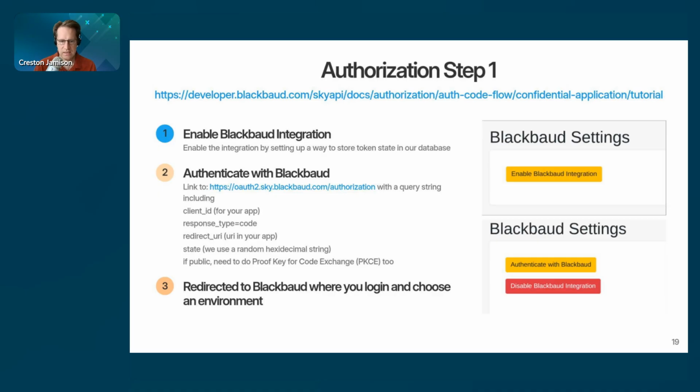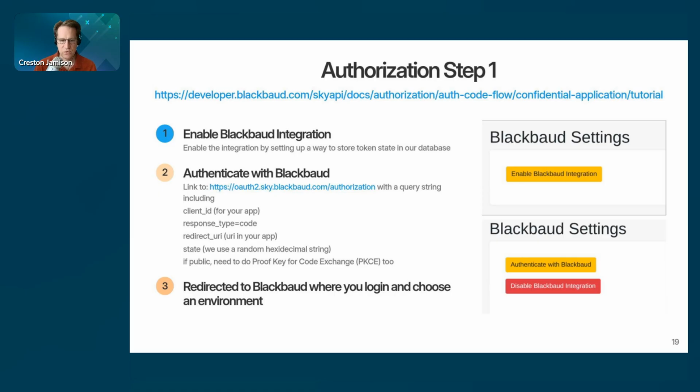You include your client ID that's from your application. You include a response code of code. You include a redirect URI. So this is an endpoint in your application that must be able to receive a call from Blackbaud. You must also include a state. We use this as a random hexadecimal string, so we create one for every new authorization request, and we store that in the token that's created in our system.